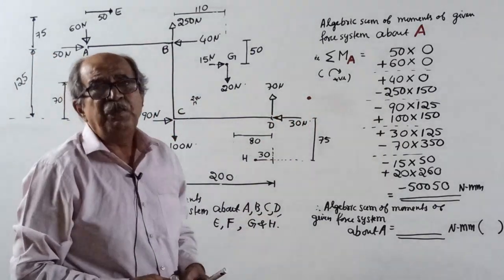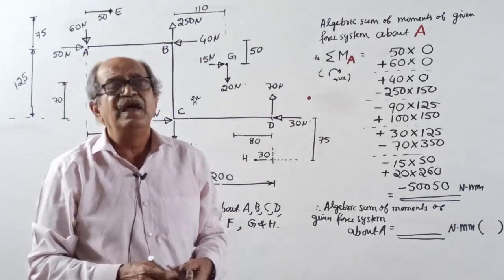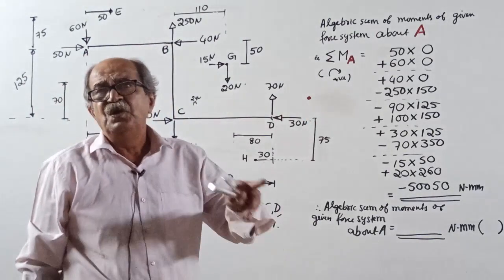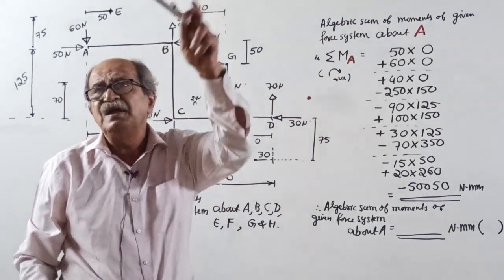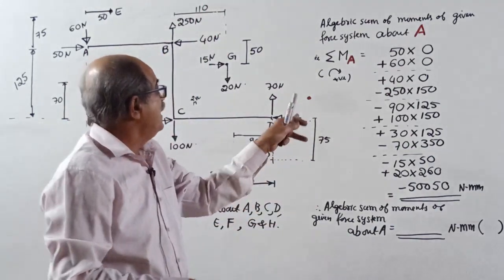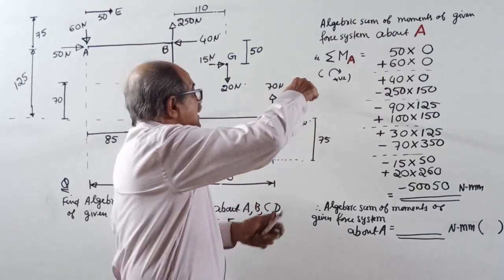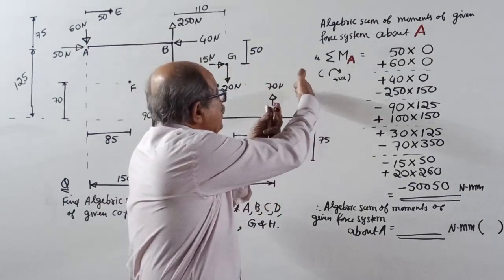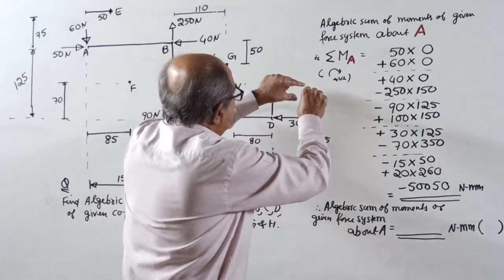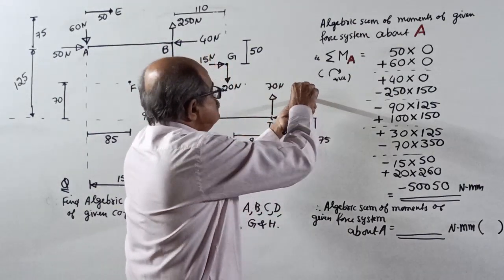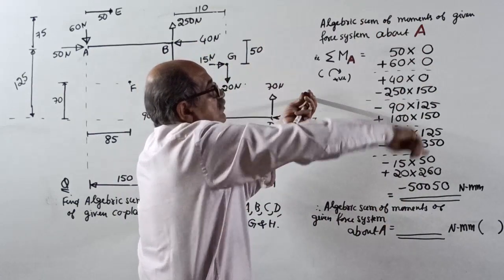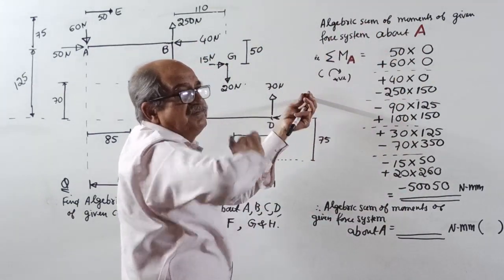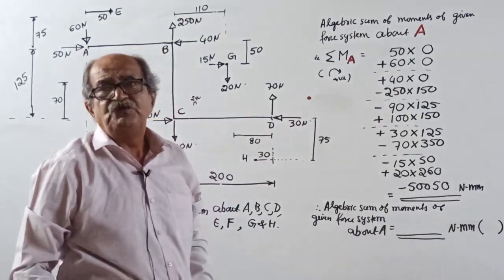Till you get thorough practice, you can take a red color pencil and mark a dot. When you want moment about any point, your finger should be at that point. Remember, the axis is perpendicular to the plane. This is the point. Now, clockwise or anti-clockwise, that you decide.